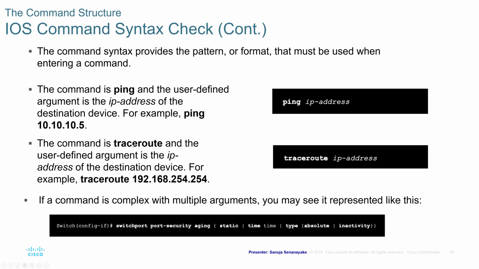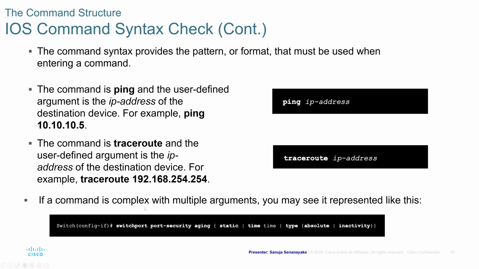Another example of this would be the traceroute command. Traceroute is a command built into the IOS, but the argument associated with it, in this case the IP address, is the destination of that traceroute, and that is defined by the user. In this case, it's traceroute 192.168.254.254. We'll do a traceroute using this Cisco device to that 192.168.254.254 device.